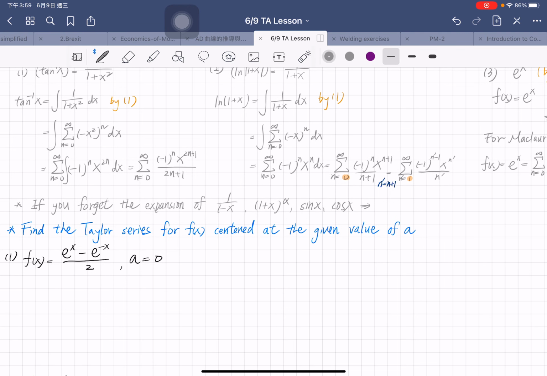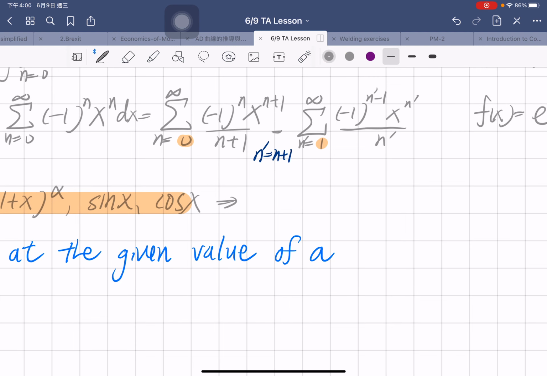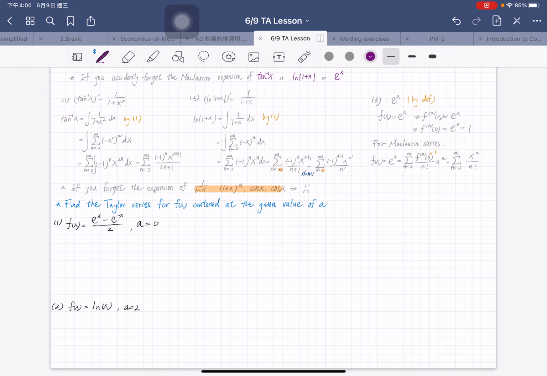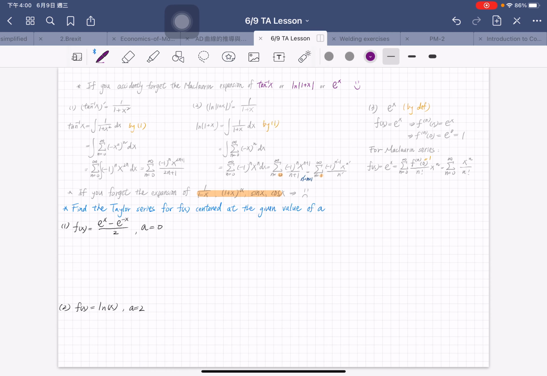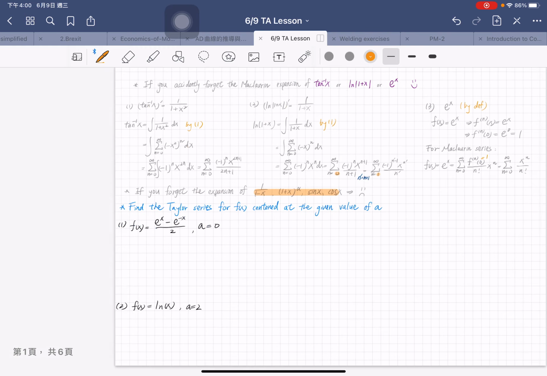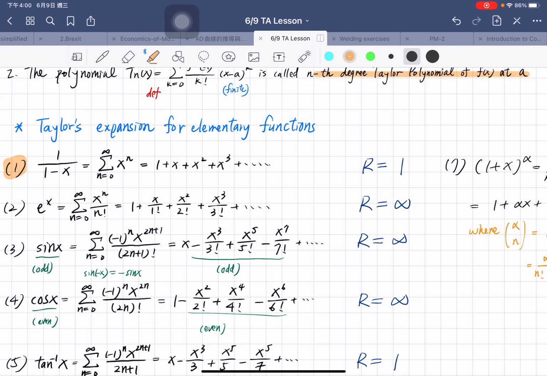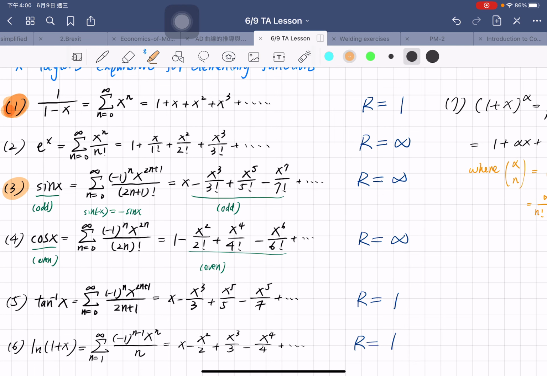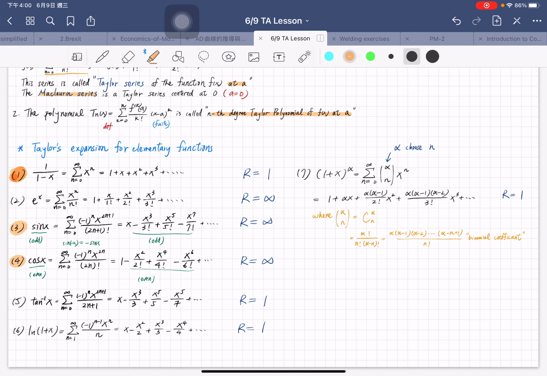But if you forget the expansion of this one, this fourth one, I don't know, you better pray. So don't forget this fourth one, okay? If you forget the third one, there may be some solution you can find. Remember, never forget the first one. Sine and cosine are easy to recognize, and the last one is this one, 1 plus x to the alpha power.